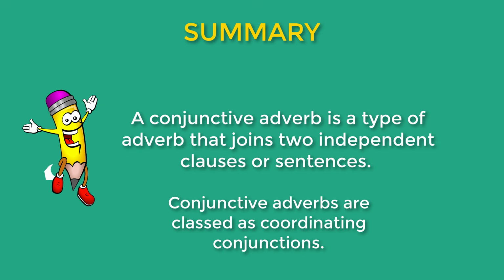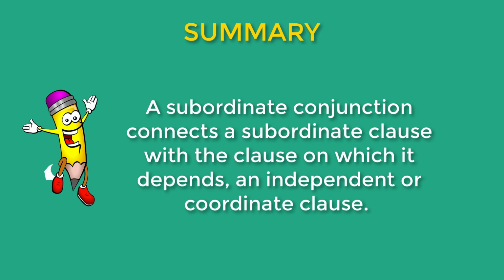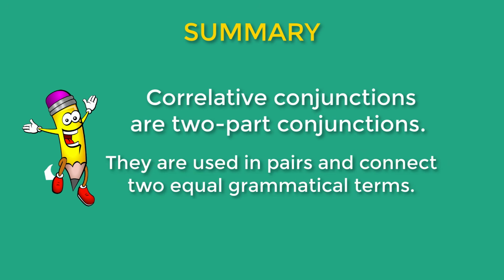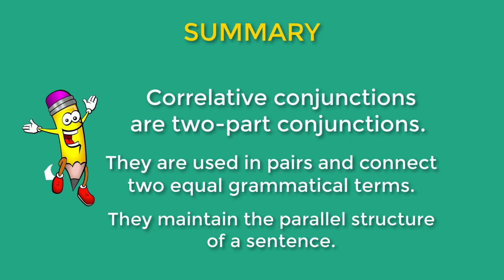Remember the acronym THAMOS. A subordinate conjunction connects a subordinate clause with the clause on which it depends, an independent or coordinate clause. Remember the acronym SWABIT. Correlative conjunctions are 2-part conjunctions. They are used in pairs and they connect 2 equal grammatical terms. They help to maintain the parallel structure of a sentence.